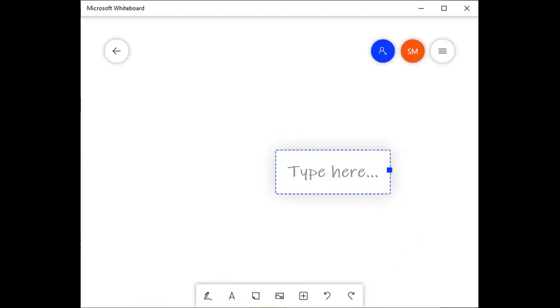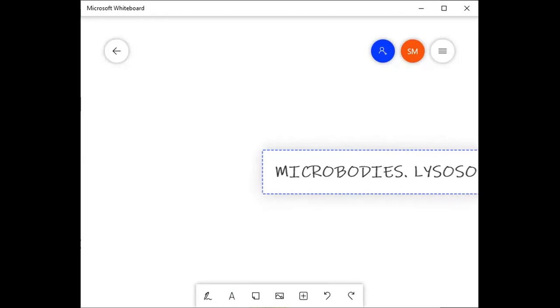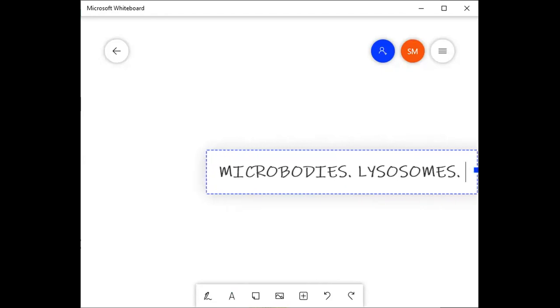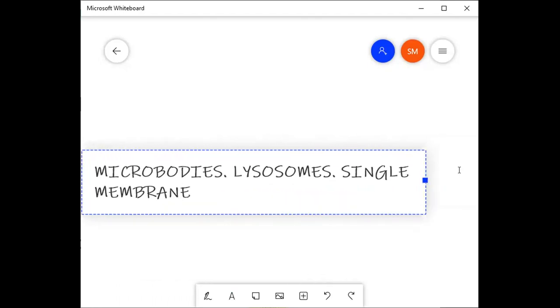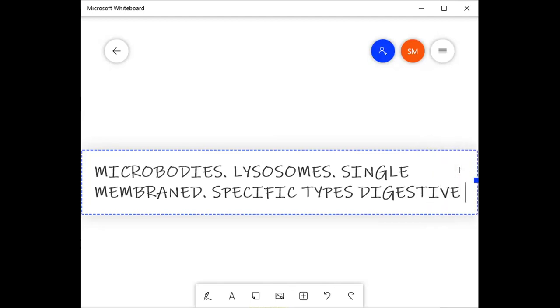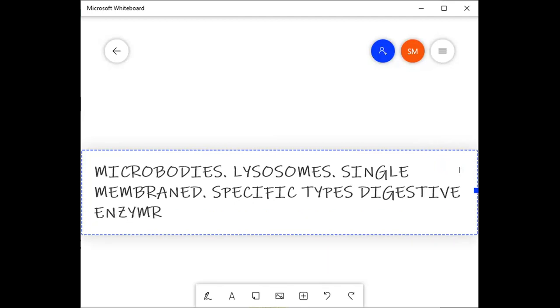So what we are going to study together is the microbodies. These microbodies are very similar to lysosomes. How are they similar to lysosomes? They are similar in that they contain digestive enzymes. They are single membrane. I also told you that lysosomes are single membrane. They contain specific types of digestive enzymes, and these digestive enzymes carry out different types of functions.